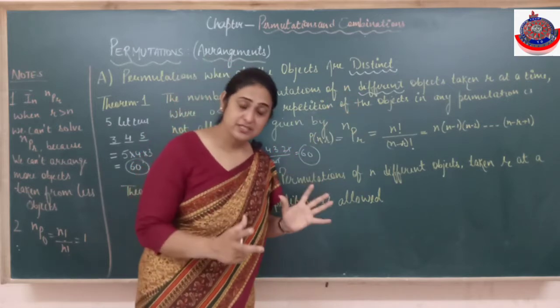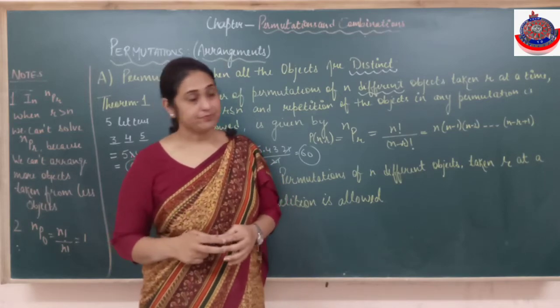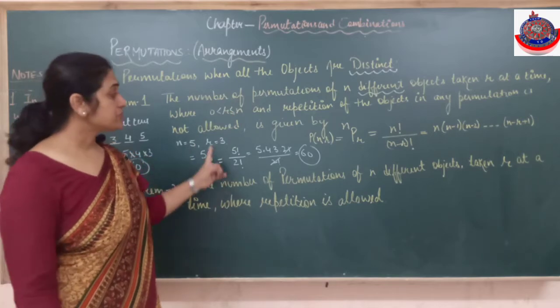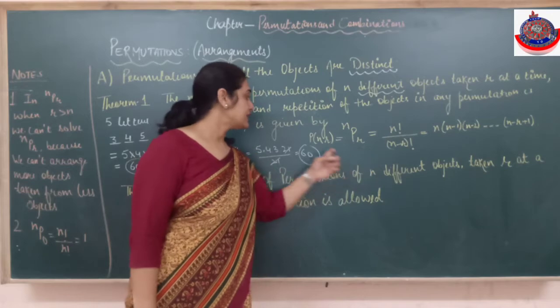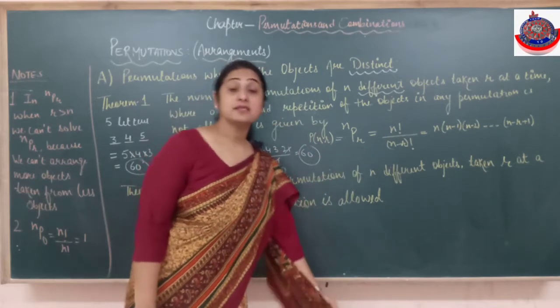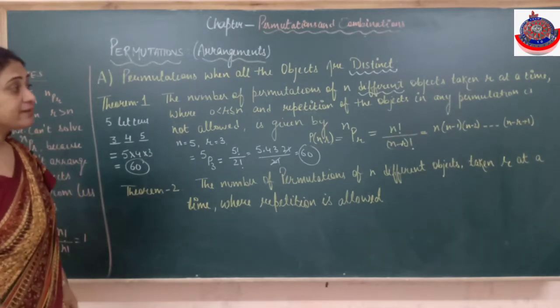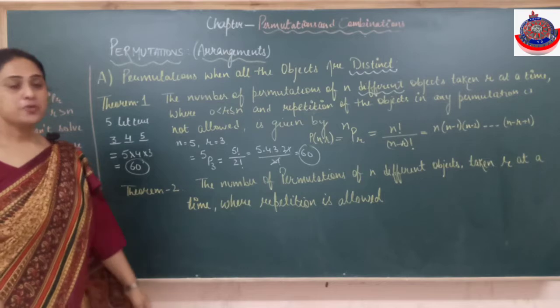I have n objects, different objects, where I have to pick up r at a time. Is it clear? R objects to be arranged where repetition is not allowed. Then I can apply the formula nPr, that is n factorial upon n minus r factorial. Clear? Alright. Now, what if the same thing comes with repetition, repetition is allowed?